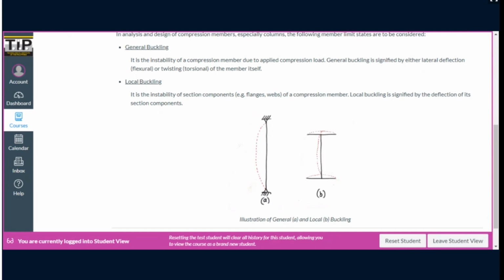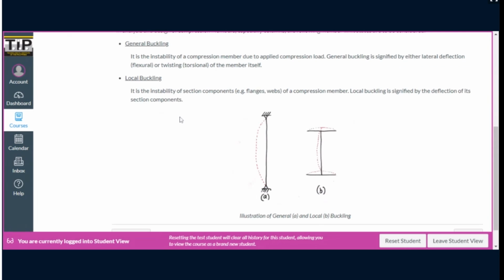While local buckling is the instability of the section components of the member. In this case, for example, we apply a load here. What happens is that it may not deflect. It may not buckle generally. General buckling may not occur. However, the flanges and the web of the member may actually deform or warp. So that's what we call local buckling. So local buckling is signified by the deflection of its section components.